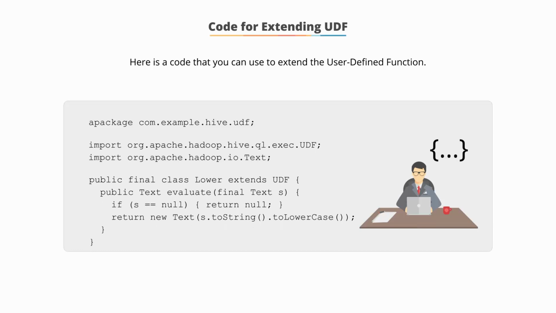public Text evaluate(final Text s), where if s is equivalent to null, then return null. Otherwise, return new Text and then execute the Text toString toLowerCase function. This will allow us to read the text in and convert it to lowercase using our own custom-defined UDF.